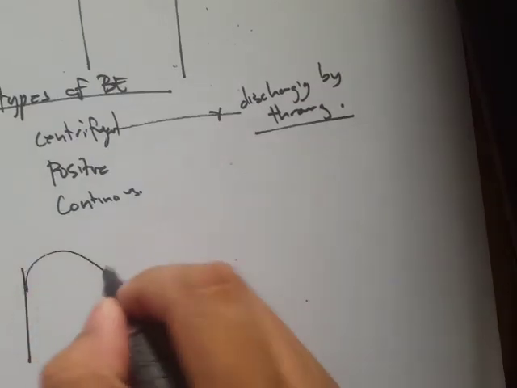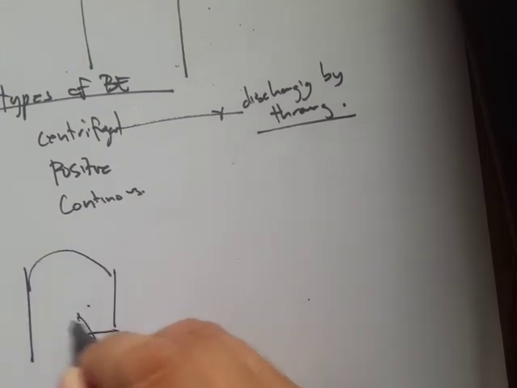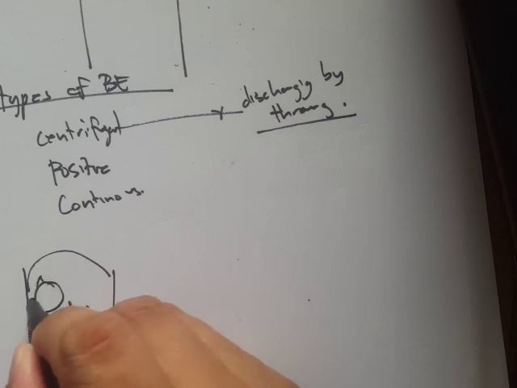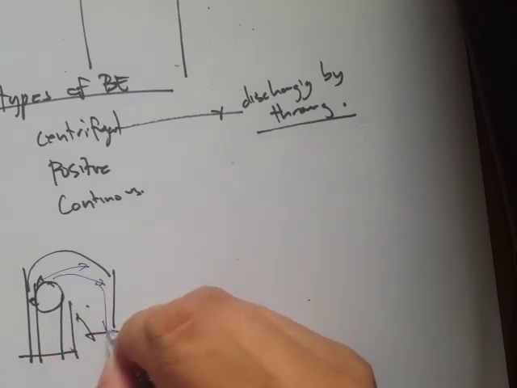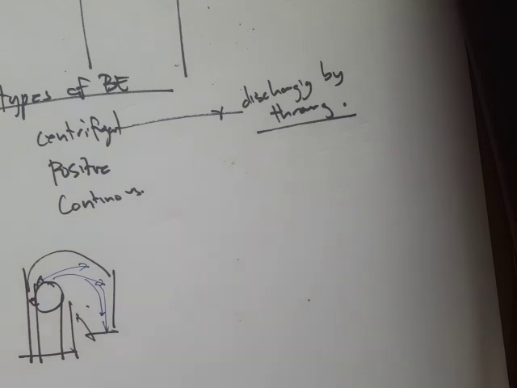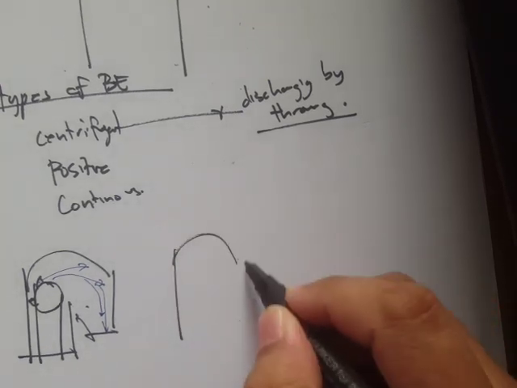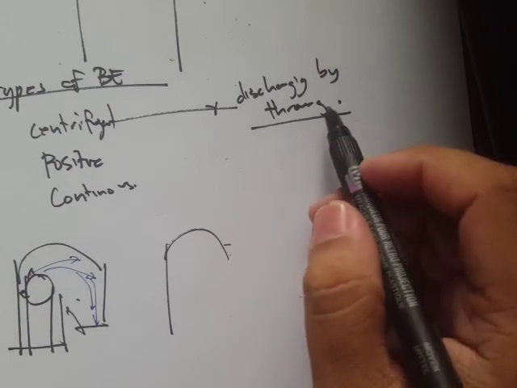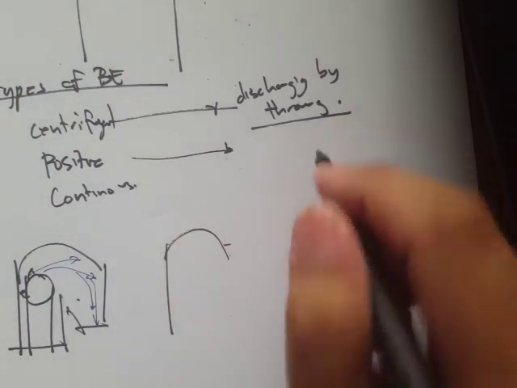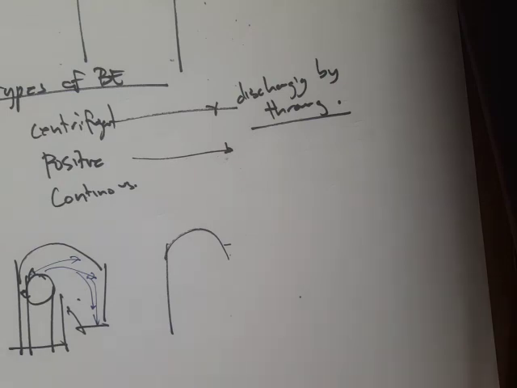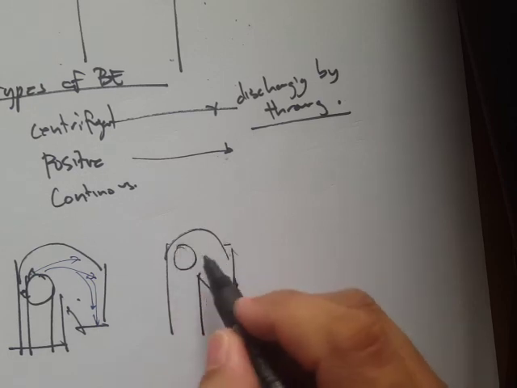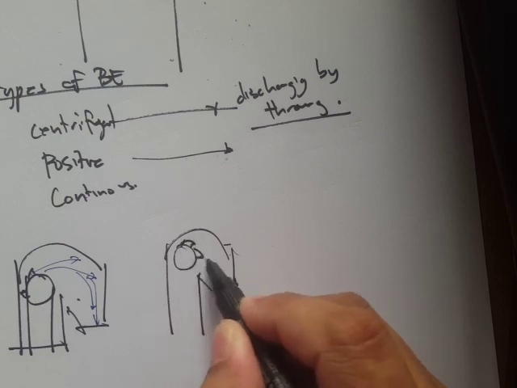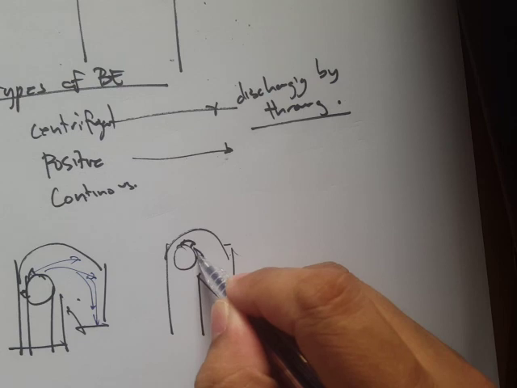Okay, so meaning if we draw the head of a bucket elevator here, then there's actually throwing here. Whereas in positive, we have the discharging of the material just by gravity. Okay, so if we try to draw it here, then we have this pulley, and then the discharge just something like this.